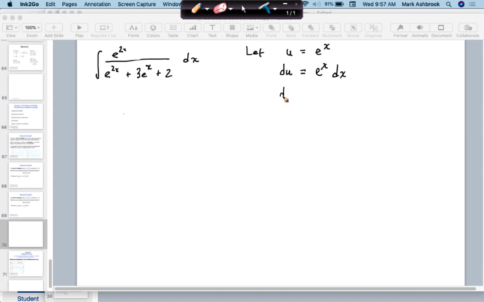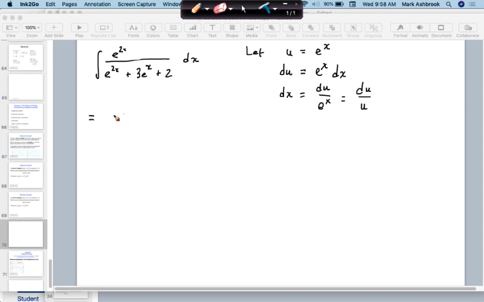So what is dx? Dx is du over e to the x. But what's e to the x? U. So what I'm seeing here is that this is like partial fractions, but partial fractions where the polynomials are of e to the x, not x. And so by doing this change of variables to u, I can make it a true polynomial over another polynomial.